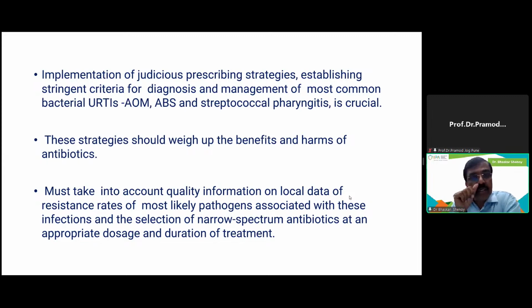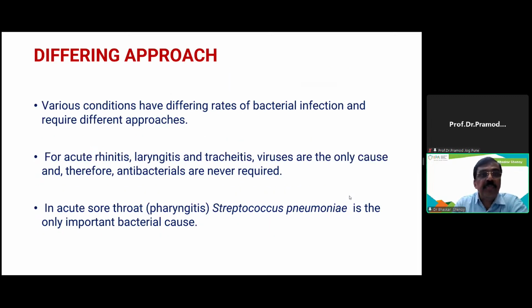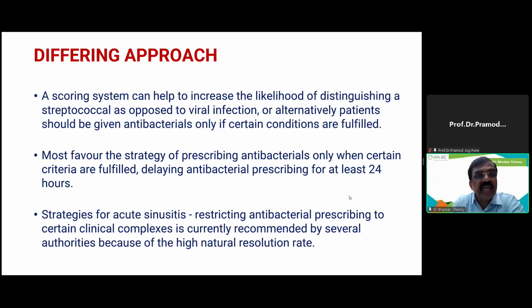profile. So we need to have a judicious prescribing strategy for most upper respiratory infections, whether AOM, acute bacterial sinusitis or streptococcal pharyngitis. We need stringent criteria for the diagnosis and management of these common respiratory infections, and strategies that weigh the benefit and harm to the patient. There are various differing rates of bacterial infections, and they require different approaches. For example, acute rhinitis, laryngitis, tracheitis are mainly caused by viruses, and antimicrobials are never needed in such cases. Whereas pharyngitis could also be bacterial, and at that time we may have to go for antibiotics.